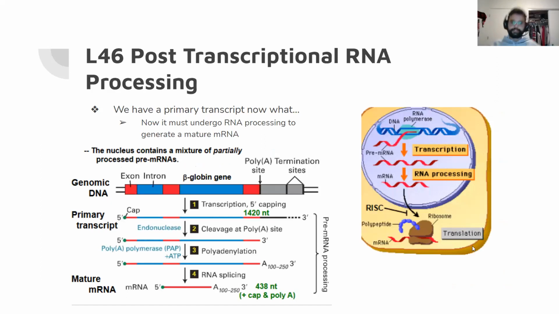For lecture 46, right? So we just finished our mRNA because remember, eukaryotic transcription is very similar to prokaryotic transcription. So now that we have our mRNA, we need to go through RNA processing. So this is just some of the steps that we're going to look through. We're going to have 5' capping, the cleavage of a poly A site, polyadenylation, and then RNA splicing.